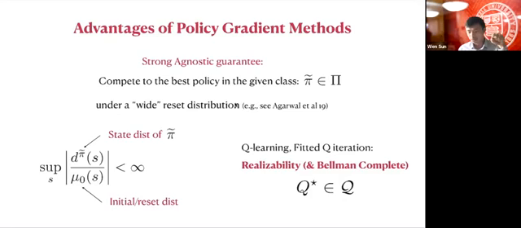And for those of you familiar with Q-learning, besides this realizability assumption, you also need something called Bellman completeness. This roughly says that if you take some function from your Q function class, a neural network from your function class, and apply the Bellman operator on it, you get a new function, and you want to make sure this new function also belongs to your function class. This is actually a way stronger assumption than the distribution mismatch ratio that we see on the left-hand side.